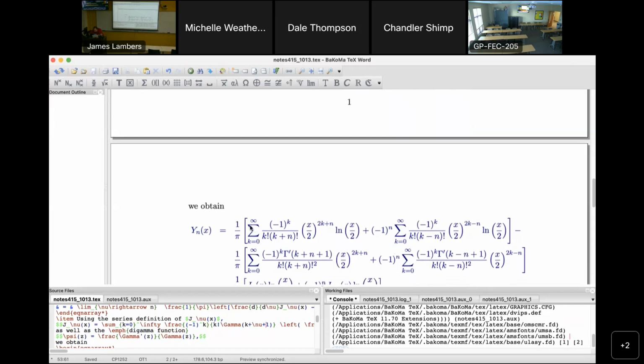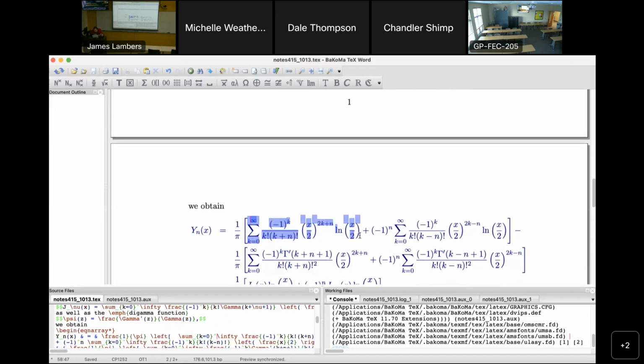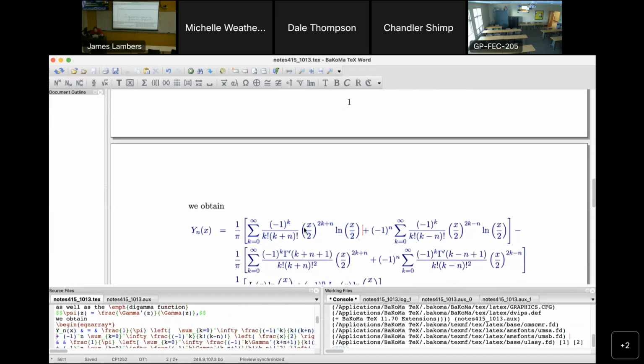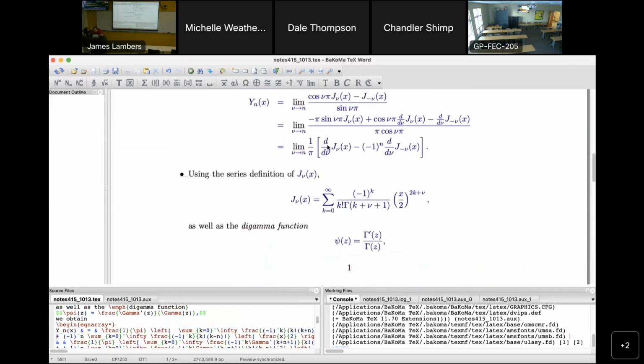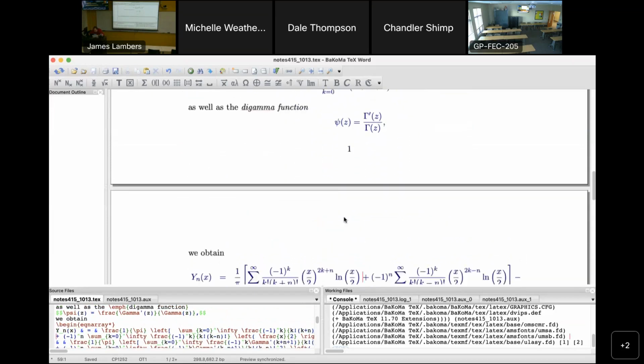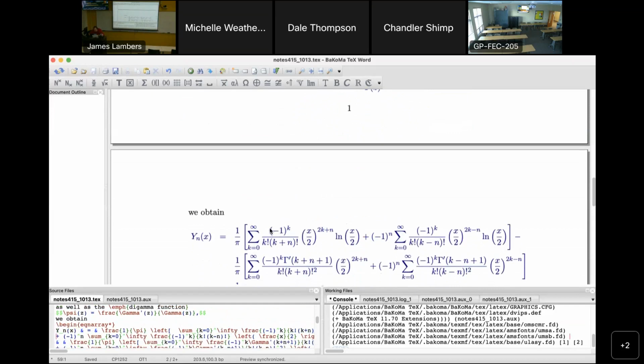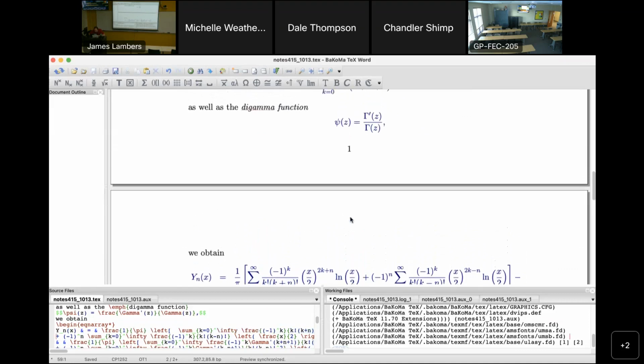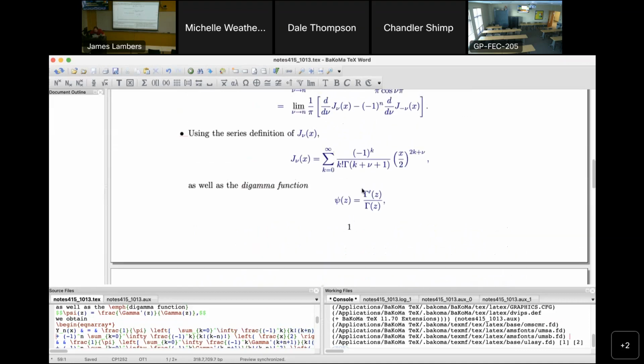So what I have here is the derivative. Now I'm just going to be working with the derivative with respect to n of J n. Okay, and that's what I have here. Now, to explain where this came from, it's too bad I don't have everything in front of me at once.